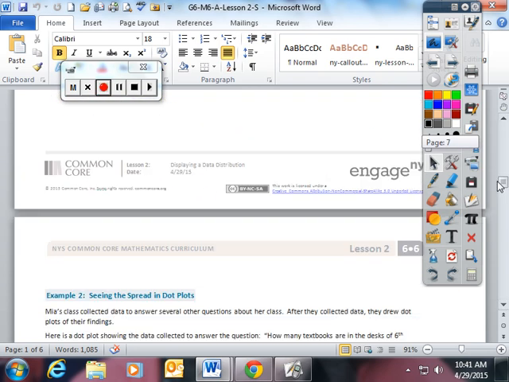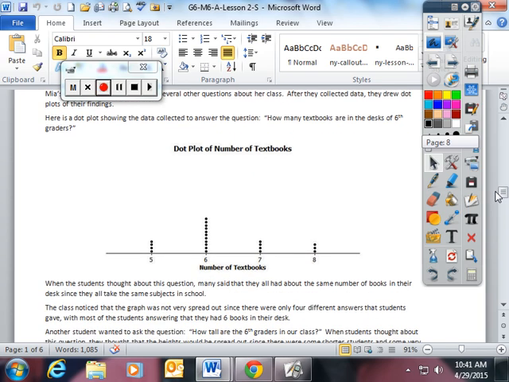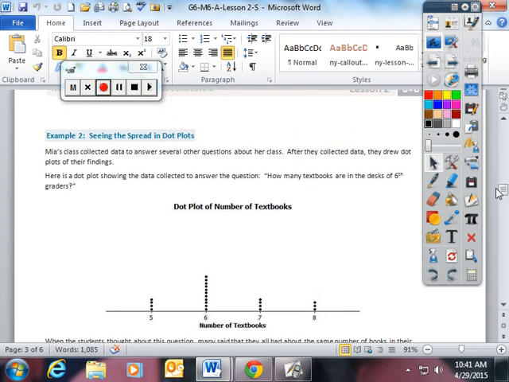Hopefully you answered all those questions on your sheet. Right now, I would like you to stop and read example 2, seeing the spread in dot plots. After you've read that, I would like you to take the following notes. This second part of the lesson explains the spread of dot plots.